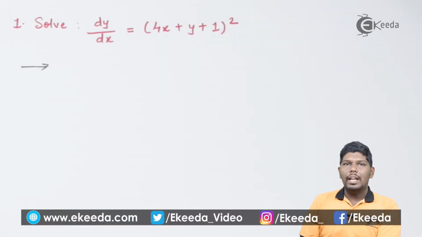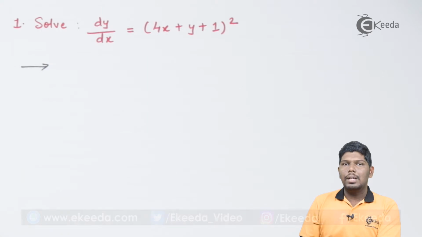Now it is not possible that in every sum we can directly separate the variables. Sometimes we get an equation in which separating variables becomes a tough part. In such cases we are going to put that part as v.